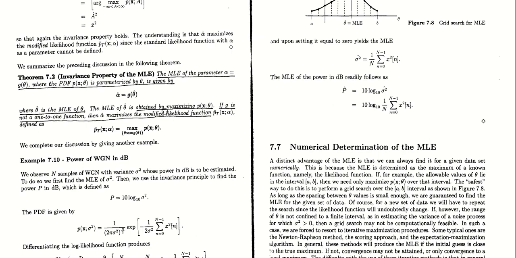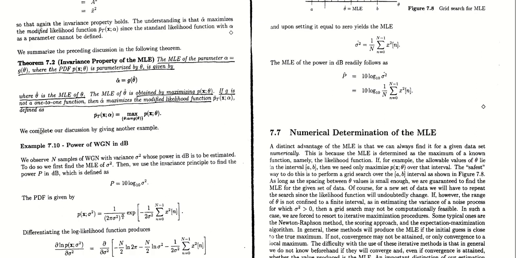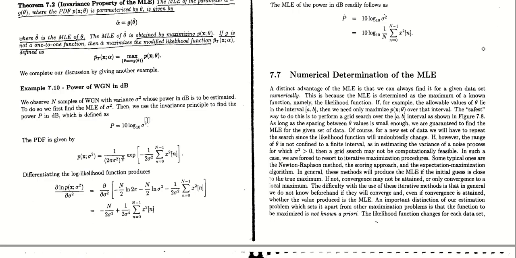The MLE is obtained by maximizing this. Of course, this is what we did before. If g is a non-one-to-one function, then alpha maximizes the modified log likelihood function, defined as this. So we will complete our discussion by giving another example.